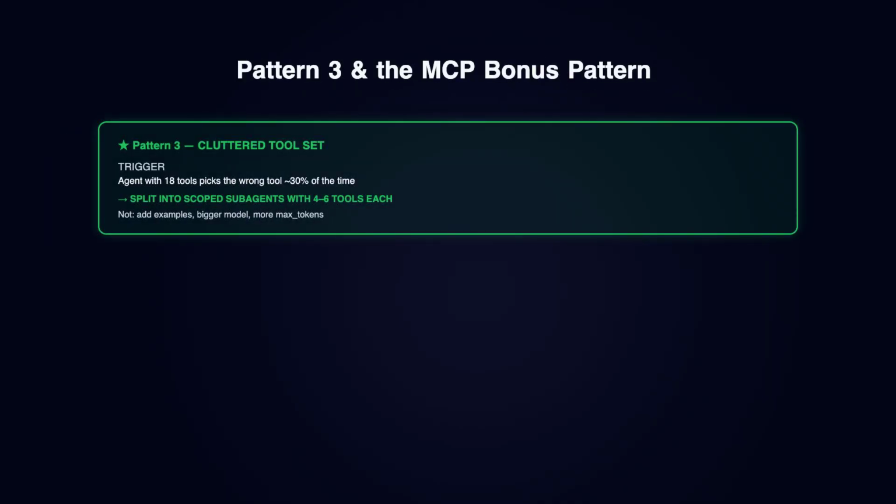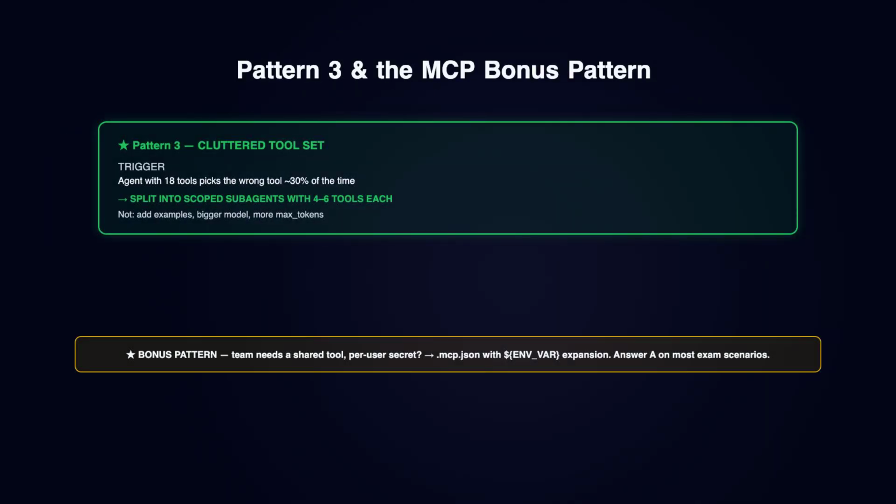Pattern 3. Agent with 18 tools makes bad selections. The answer is reduce and scope the toolset per agent, not a bigger model, not more tokens. And for MCP config questions, team tool, per-user secret, the answer is .mcp.json with ${} environment variable expansion every time.